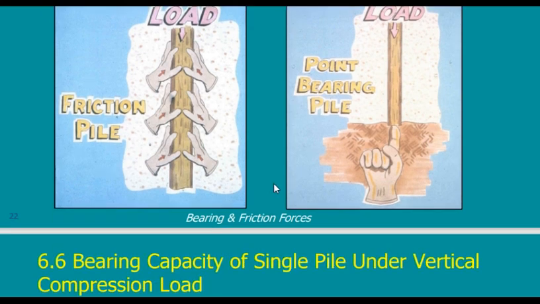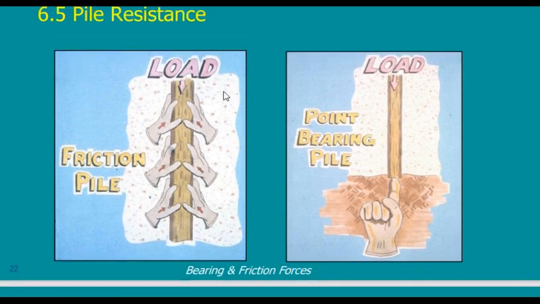So this is the difference between the friction and the end bearing. And what we have just said for the case of the swimming pool is the difference between the single behavior and the group behavior of piles.